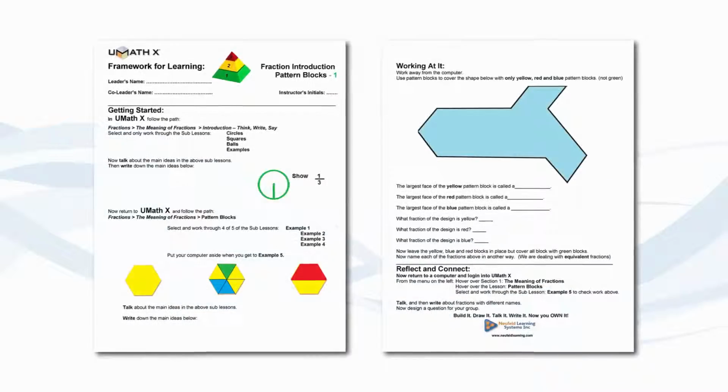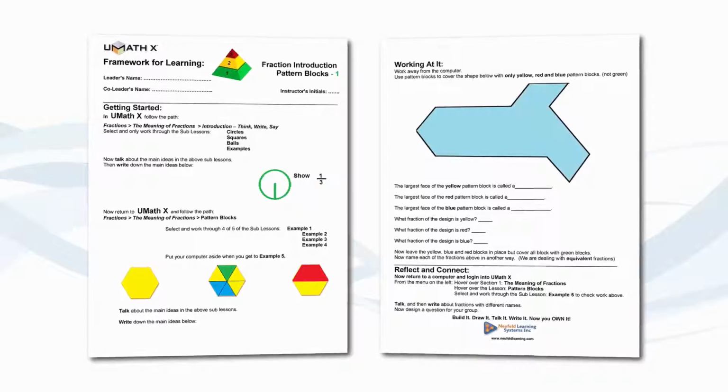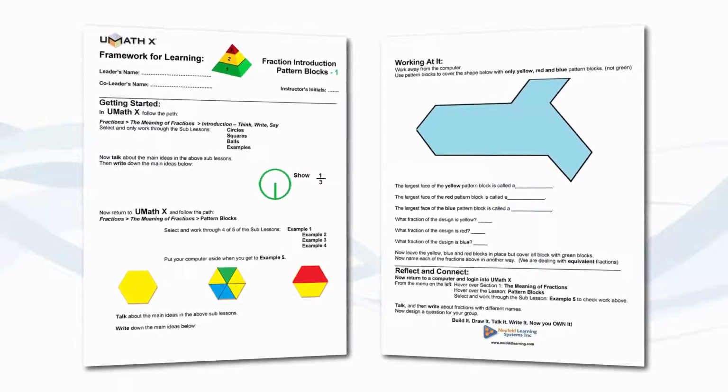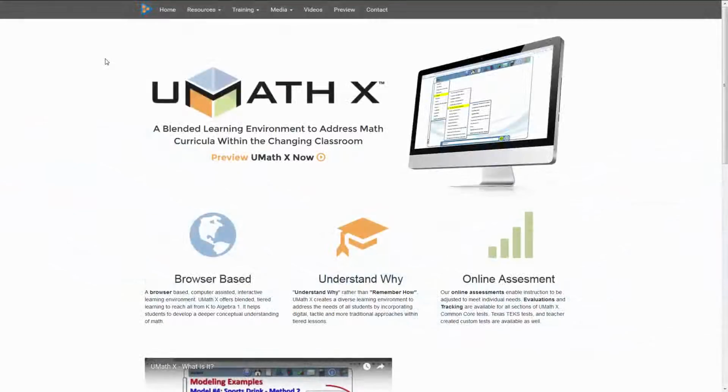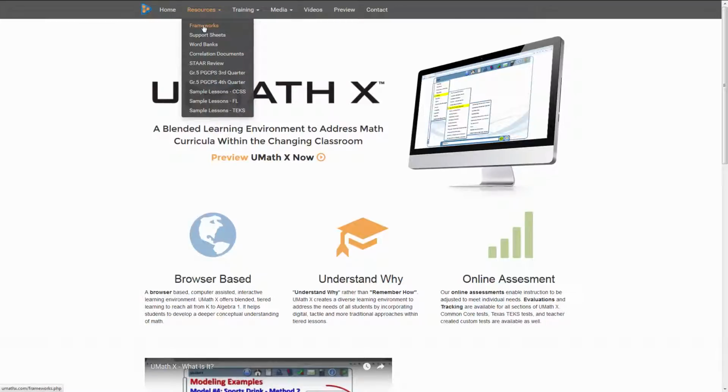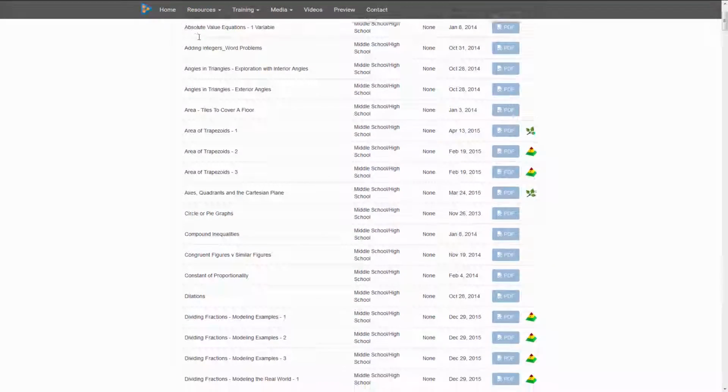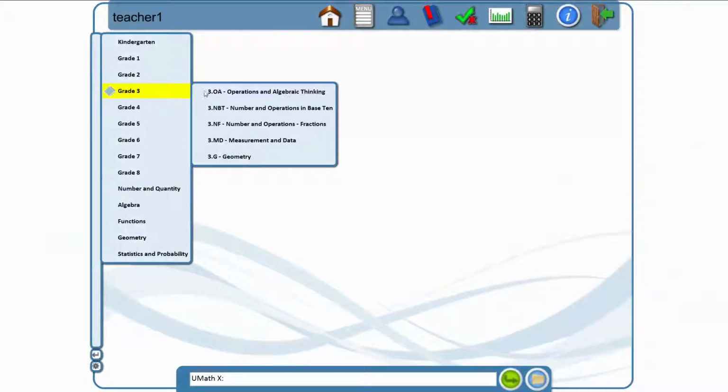Frameworks are two-page printouts that direct work in groups and offer a variety of approaches: on-computer UMathX lessons, the use of desktop manipulatives, paper activities, and directed discussion. The frameworks are PDF files that can be downloaded and printed, and are found both on our website by clicking Resources and then Frameworks, and within the curriculum menus.